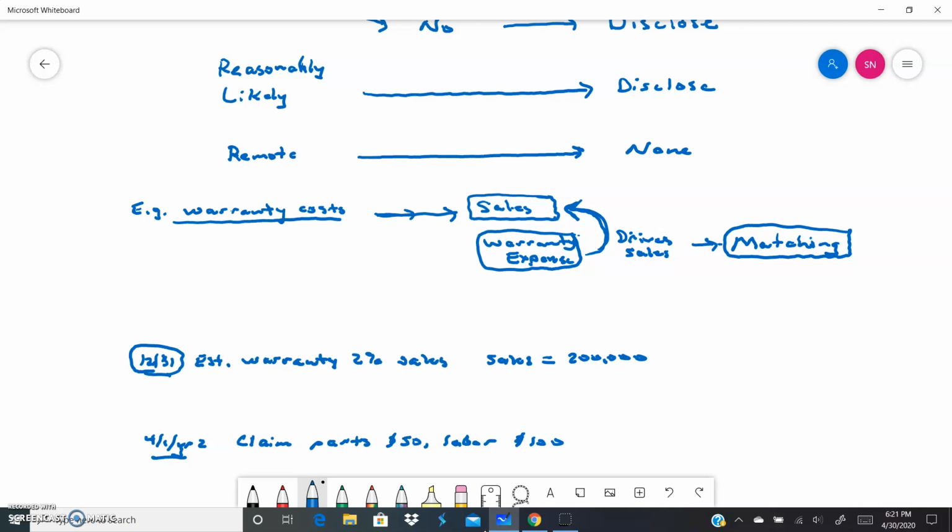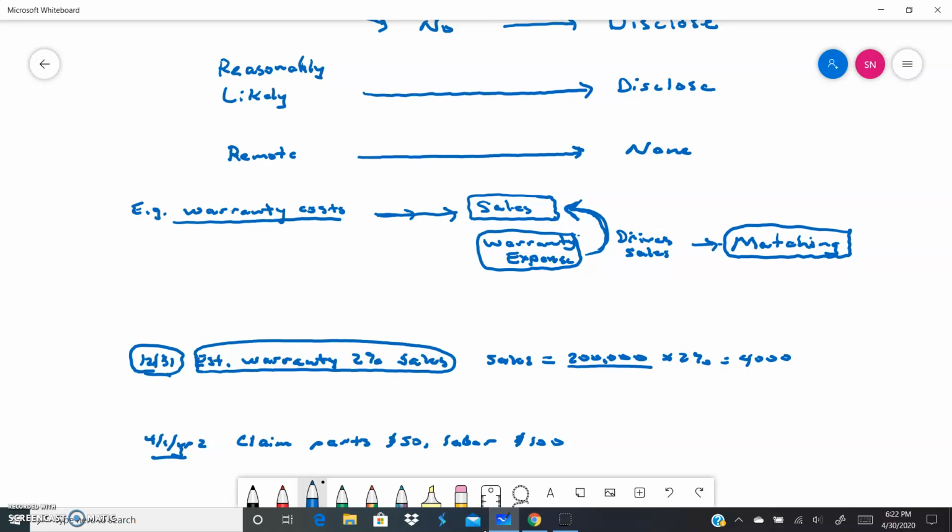So at 12/31 in any given year, we're going to go ahead and estimate what our warranty costs are going to be and match that against sales. So in the past, we can figure out what our warranty costs have been and relate them to what our sales have been. And let's say that it's determined that on average, our warranty costs end up to be about 2% of our sales dollars. So if at the end of this year our sales were $200,000, we can simply take 2% of our sales and arrive at our warranty costs.